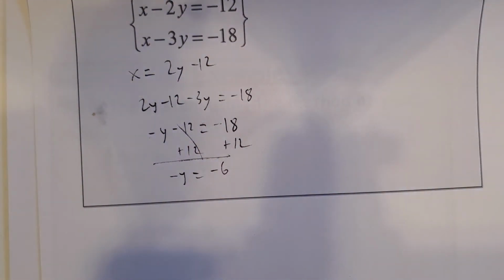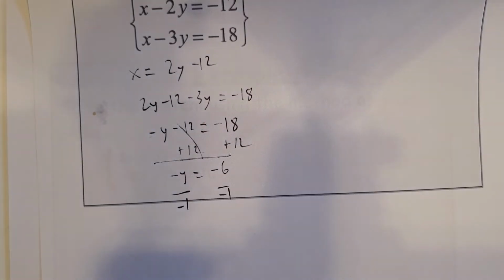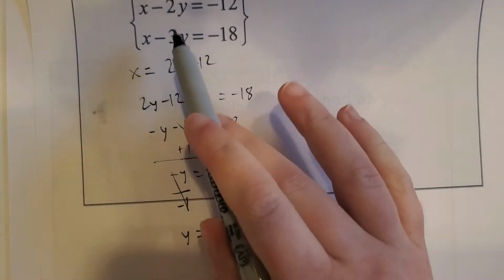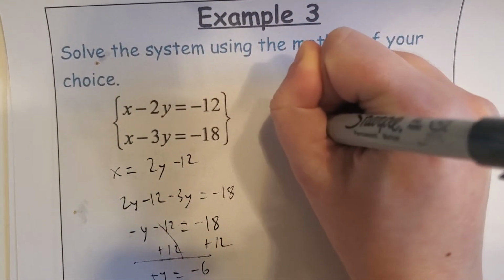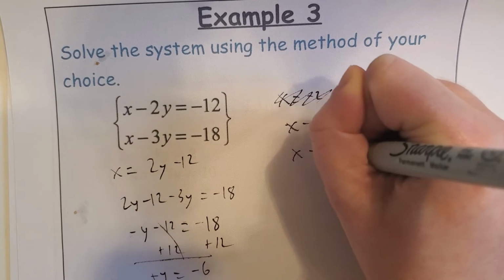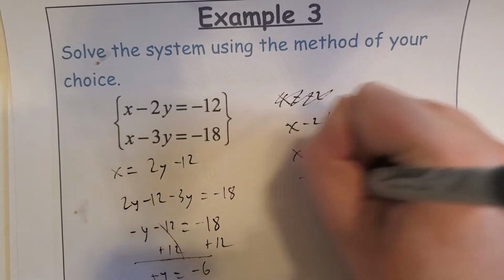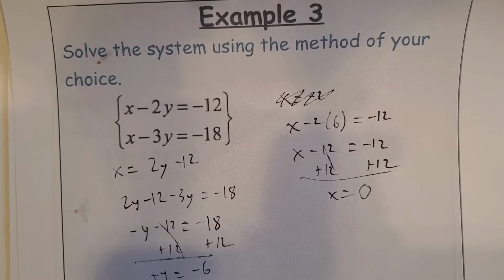And this is actually a good one for doing this way because you do have to continue, friendly reminder, and divide both sides by negative 1 in order to get y completely isolated. So y is equal to 6. And then same thing, you would take that 6, plug it back into either one of the two originals. Let's go with the first one again. X minus 2 times 6 equals negative 12. So this is negative 12. And x equals 0.